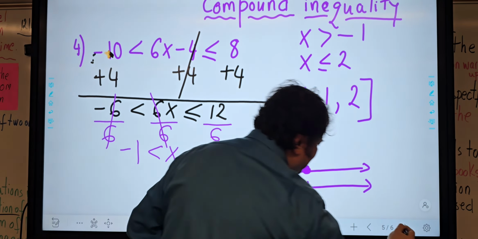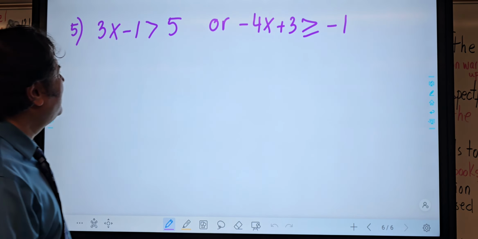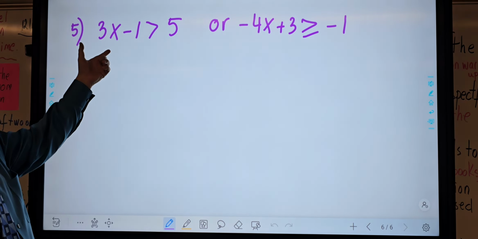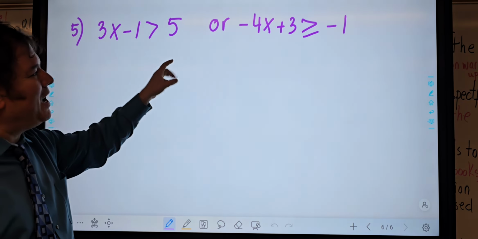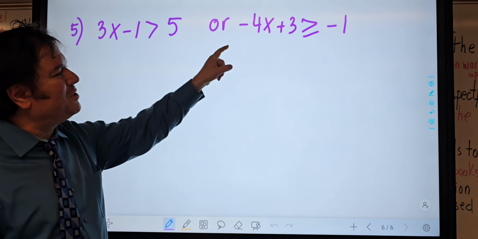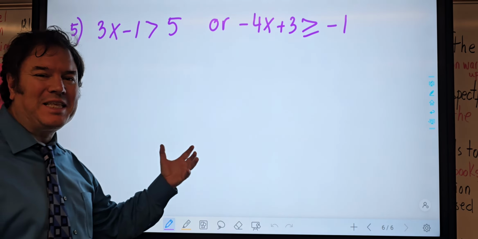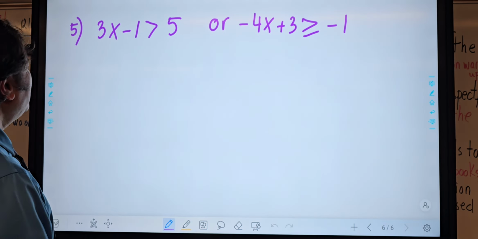Let's look at our final example here. In our final example, we see that we have 3x minus 1 greater than 5 or negative 4x plus 3 greater than or equal to negative 1. Let's see how we solve these types of inequalities.